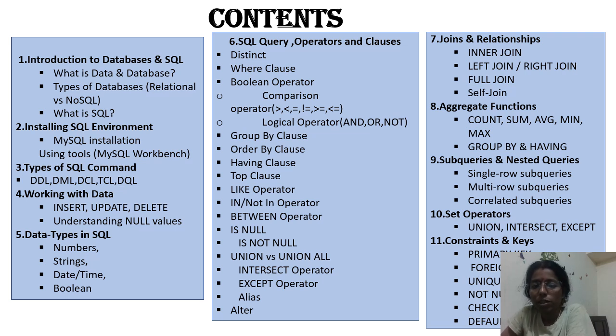Then the next chapter is about data types in SQL. Data type is like storage of the objects. In each record a value will be there. Sometimes you will get numbers, names as characters, date, time, and boolean, yes or no, or true or false. So these are the data types we'll cover.